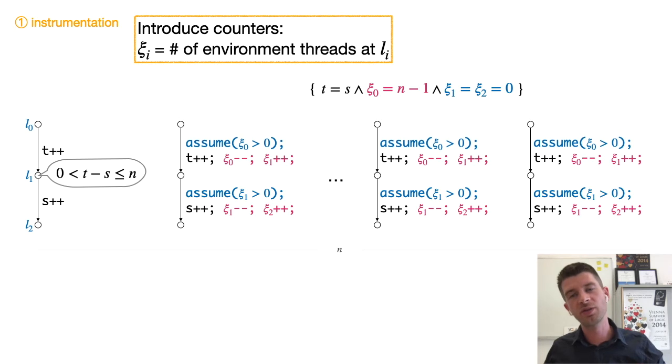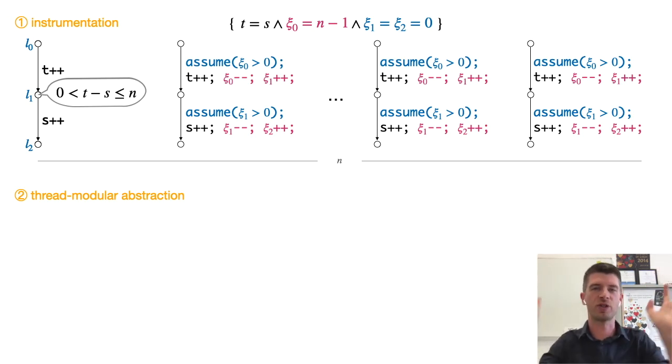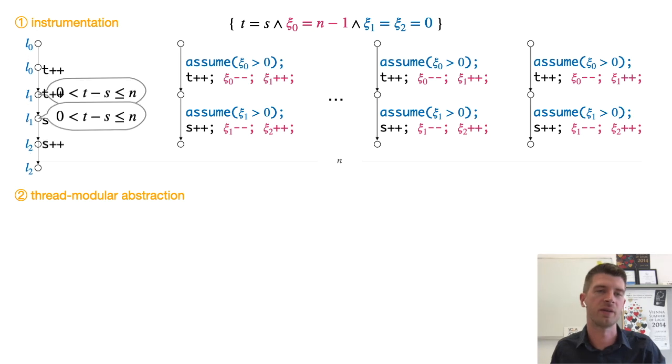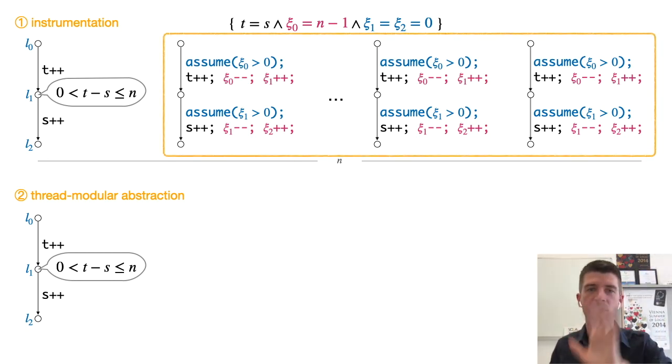Now let's go on to the second step, in which we build a thread-modular abstraction to go from n threads to just 2. What we do for this is first duplicate the reference thread. We will keep it as is. But then we build a thread-modular summary of all of the remaining environment threads. How we do this is just the usual thread-modular abstraction. We project away all local state. In our case, this just means control locations.